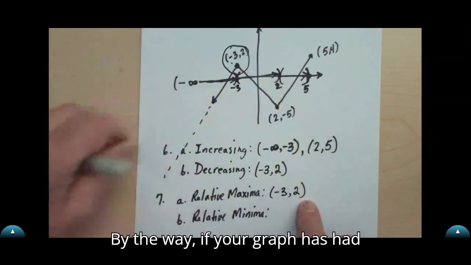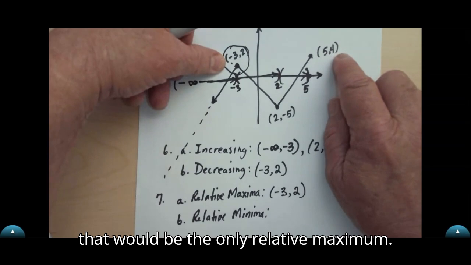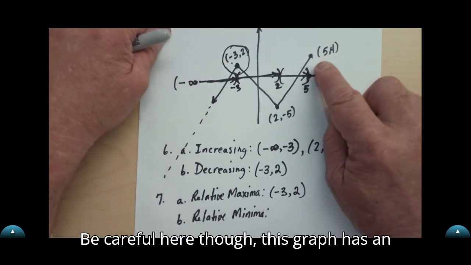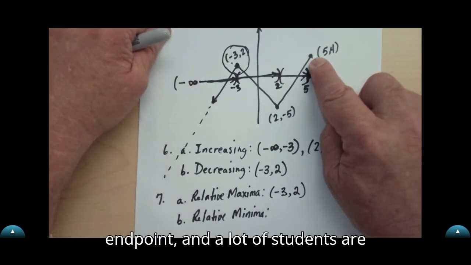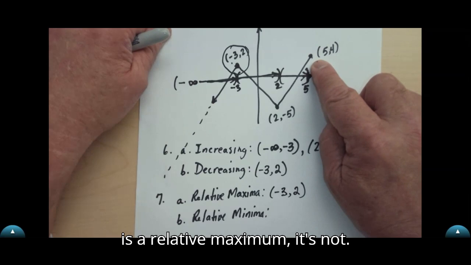By the way, if your graph had arrows on both ends here, then for sure that would be the only relative maximum. Be careful here though. This graph has an end point, and a lot of students are tempted to say, oh, and (5, 4) is a relative maximum. It's not.